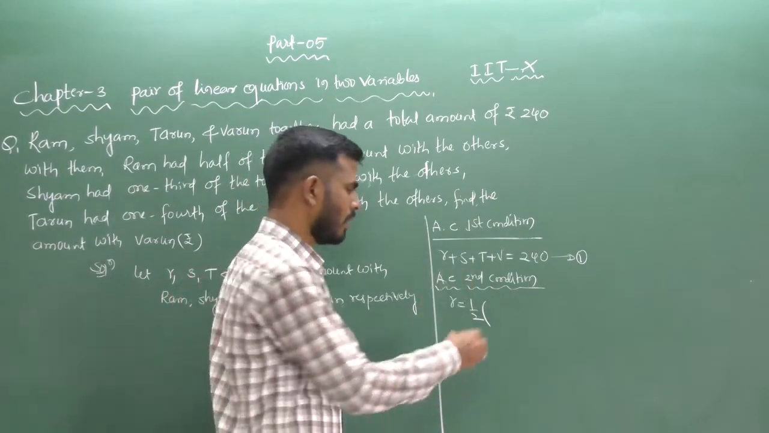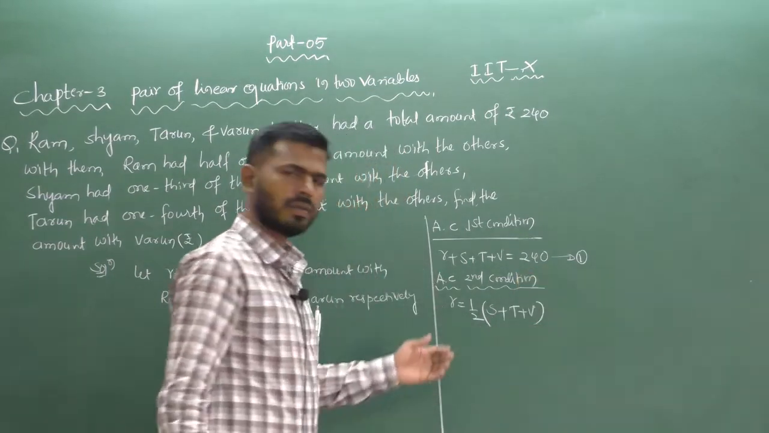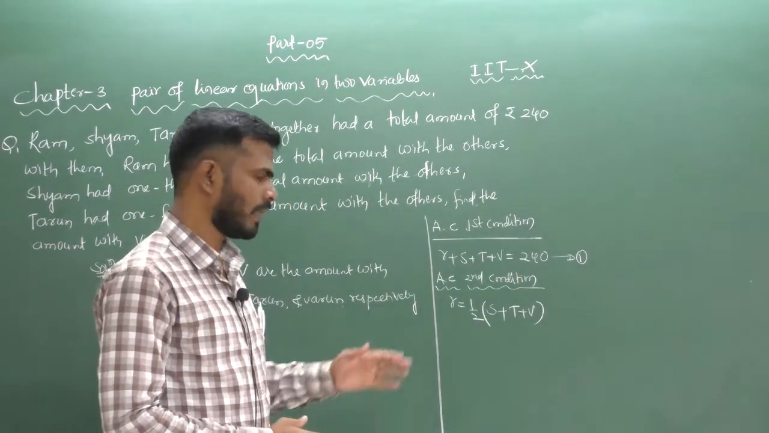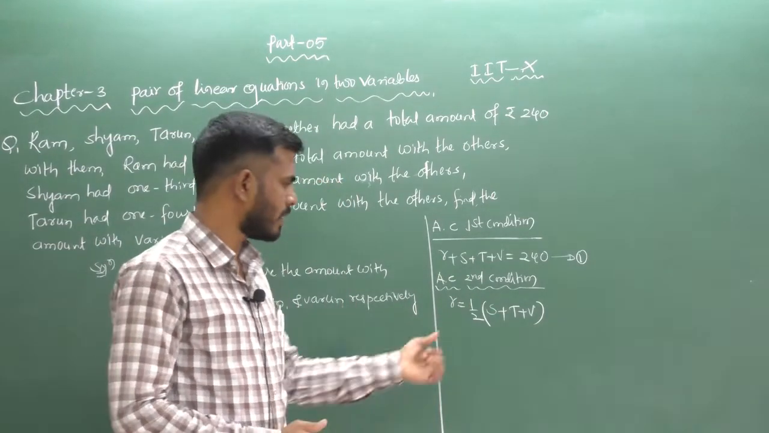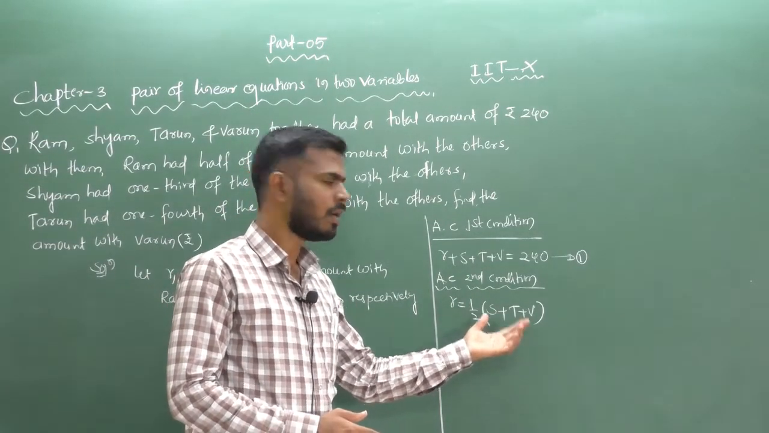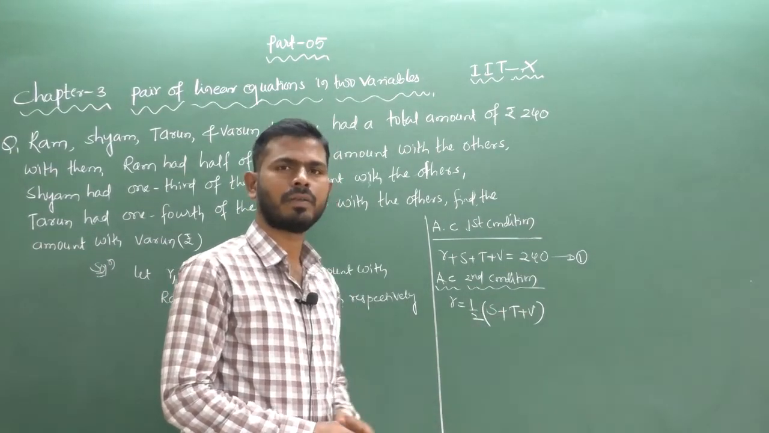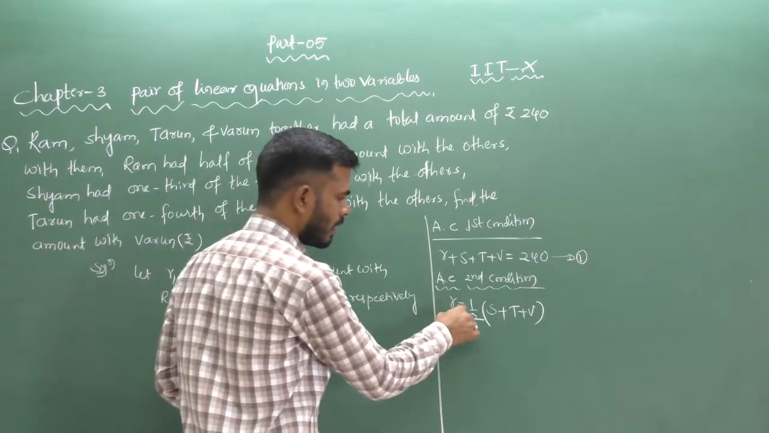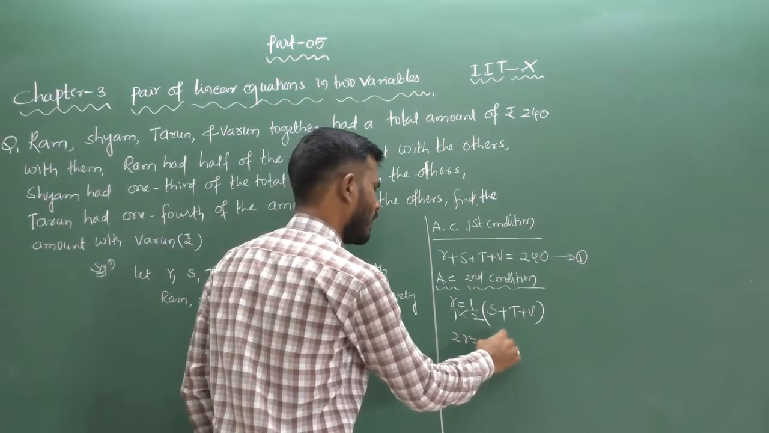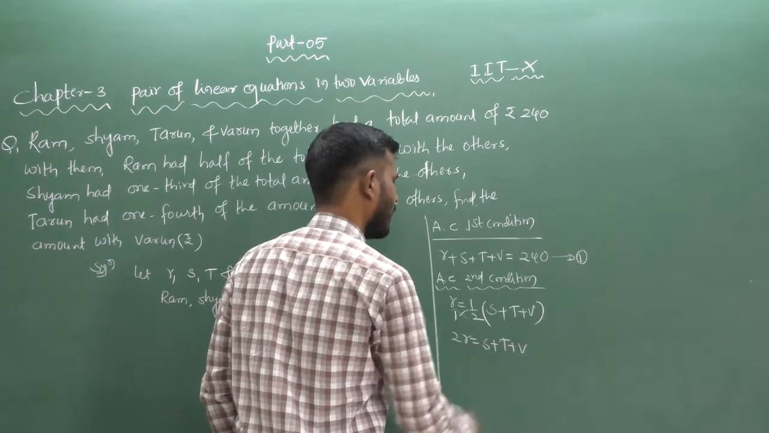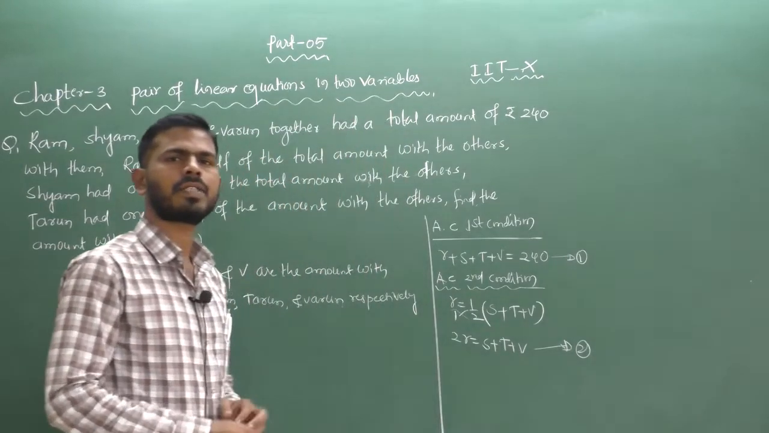Shyam, Tarun, Varun. So Ram had the total amount equal to half of the remaining others, Shyam, Tarun, Varun. Now we have to simplify. By cross multiplication we get 2R equal to S plus T plus V. So this is equation number 2.